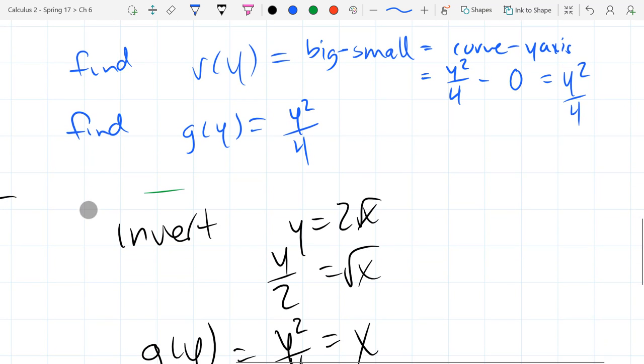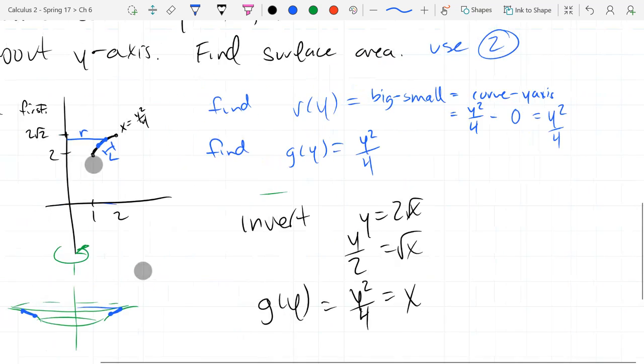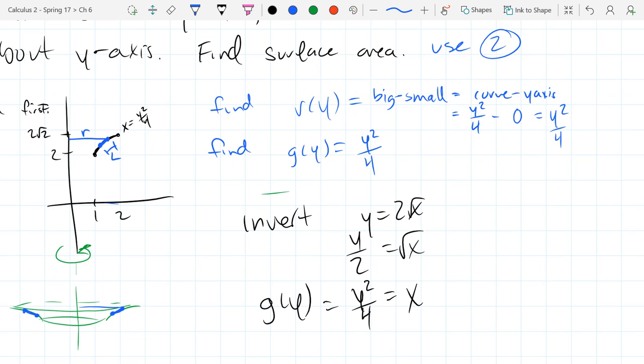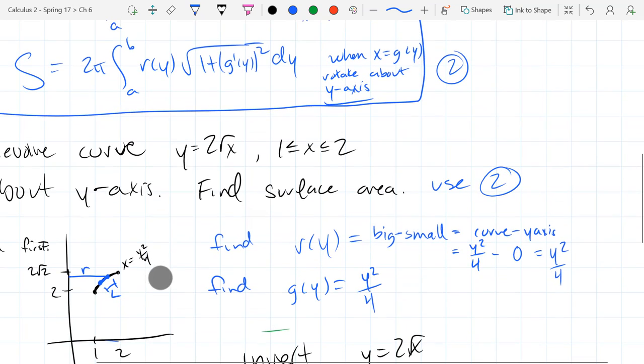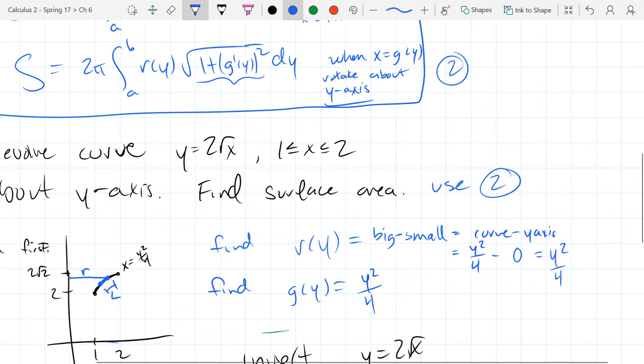So we got r of y, we got g of y. Now we have to find g prime of y and then plug it in. From here, it's really just computations. So we're done with worrying about geometry, pretty much. It's just a pure calculus algebra problem after this. I need to find 1 plus g prime squared and then simplify that.